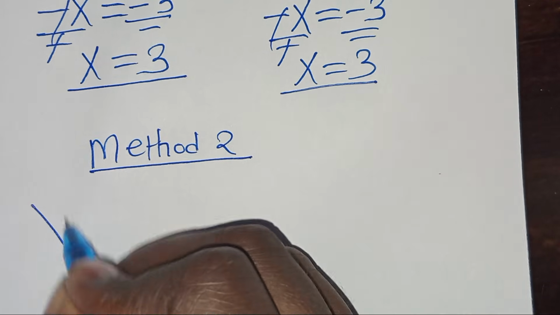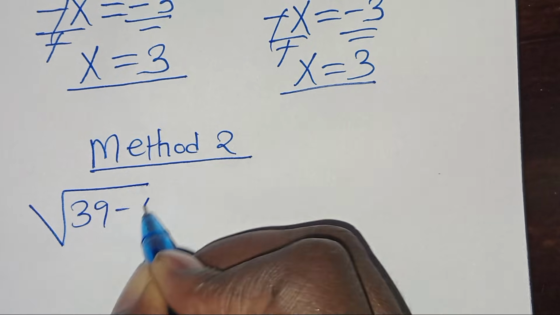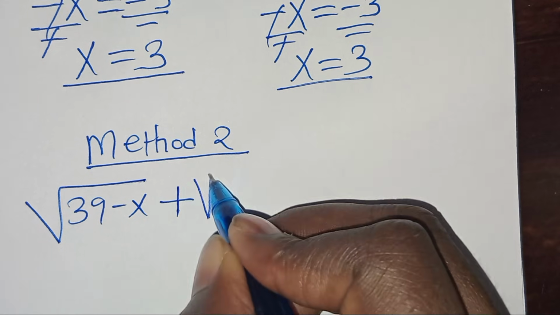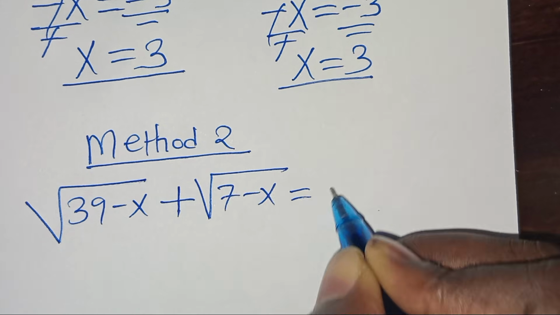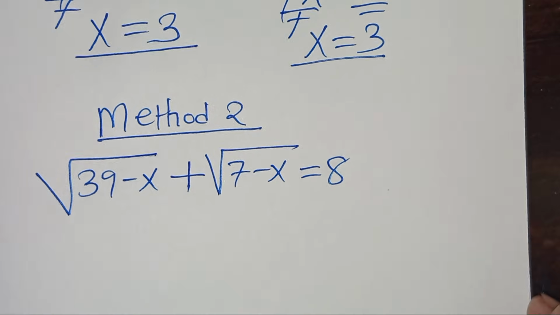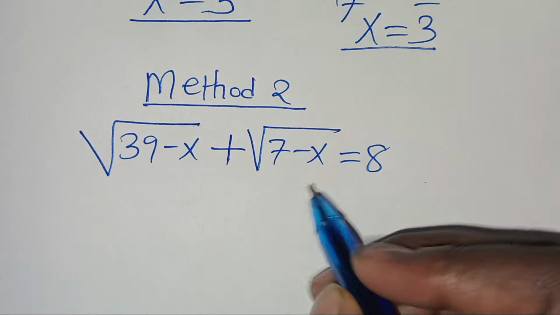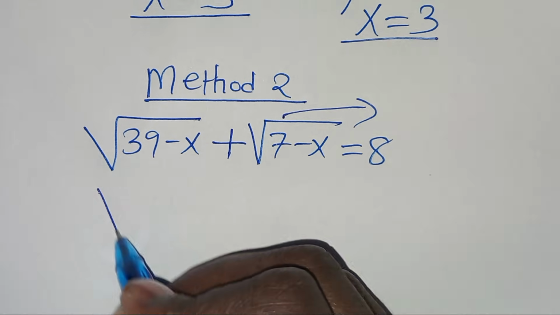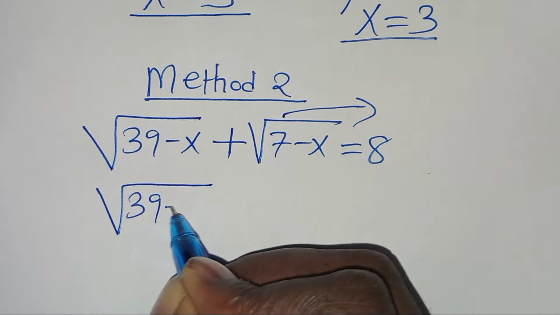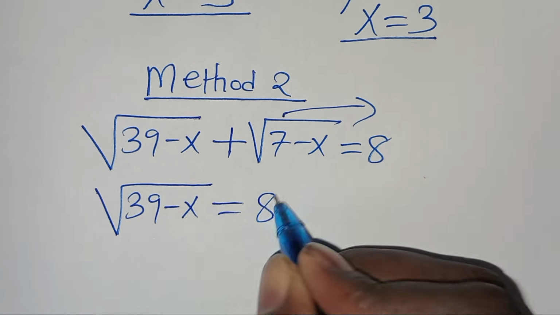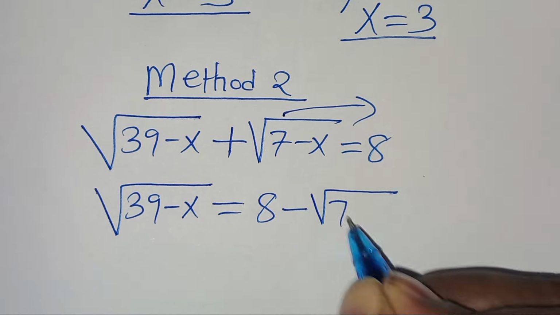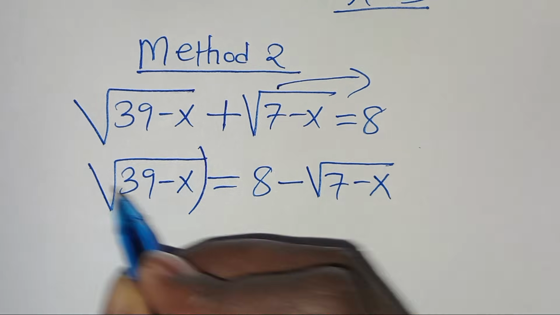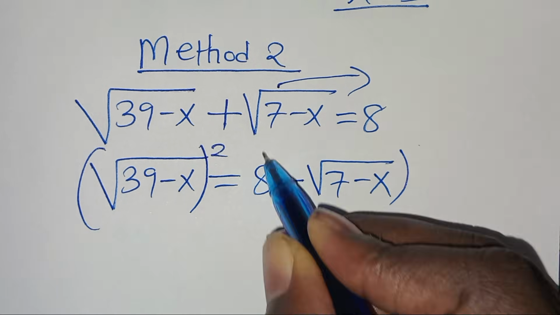Now we have the square root of 39 minus x plus the square root of 7 minus x, this is equal to 8. Now, let's take the square root of 7 minus x to the right hand side, so that we have the square root of 39 minus x equal to 8 minus the square root of 7 minus x. So the first step here, let's square both sides.